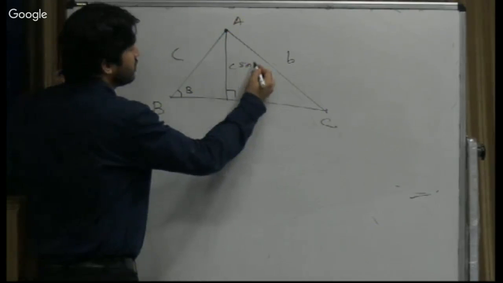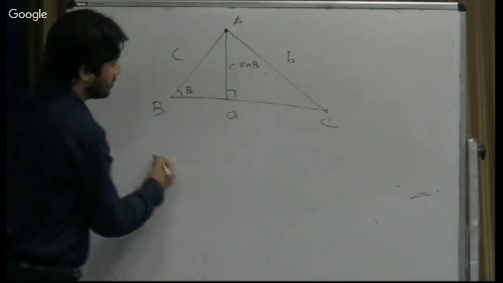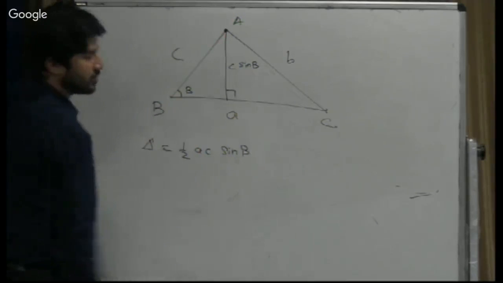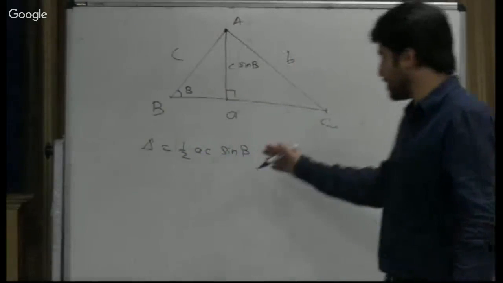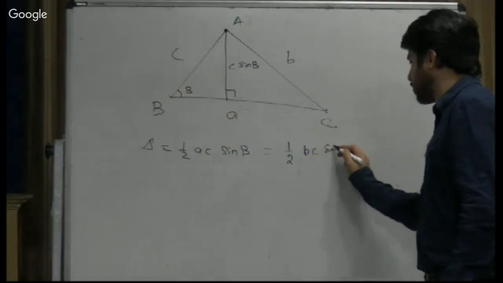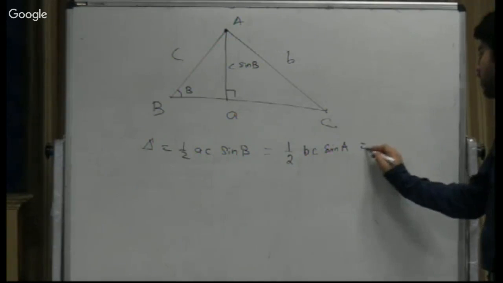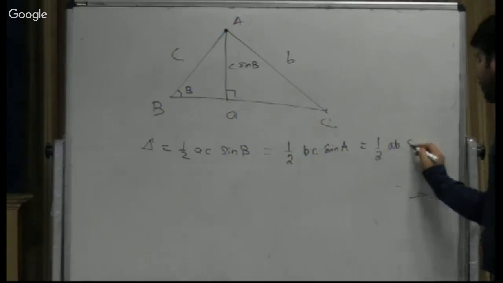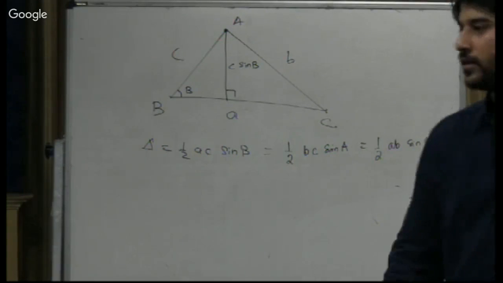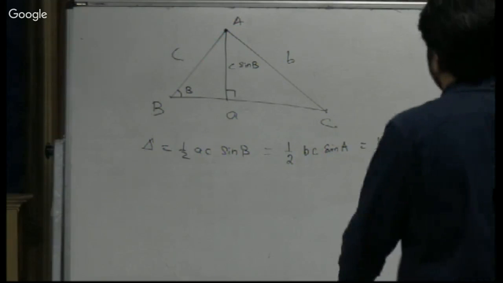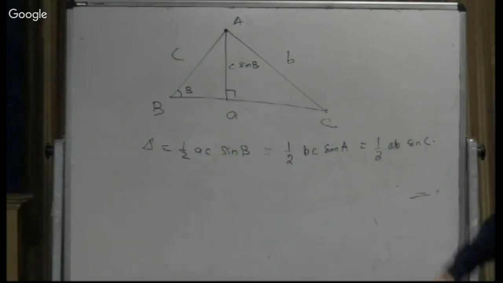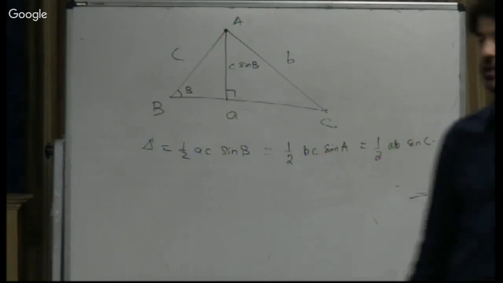C sine B. So the delta is going to be half AC sine B. Since it is a cyclic in nature, I can say half is equal to half, right? Clear? So the area of triangle is half AC sine B, half BC sine A, and half AB sine C.